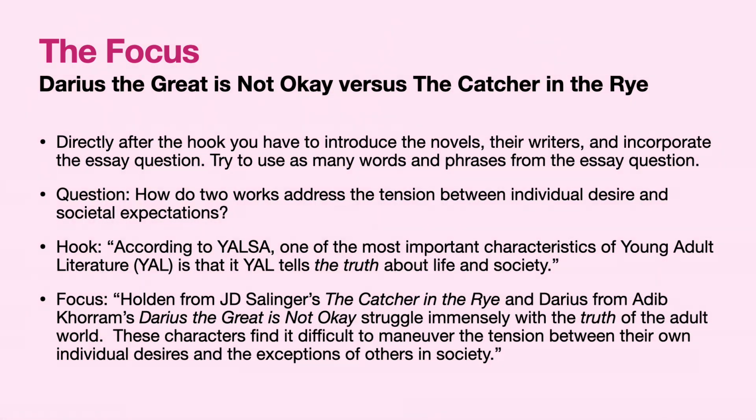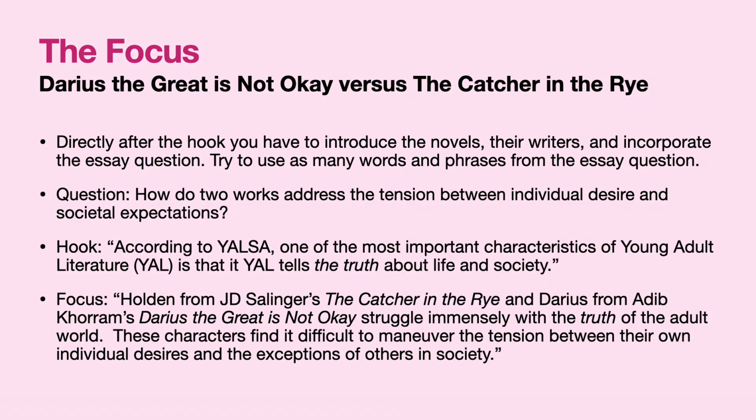So in this essay question, the same one that we use for lesson 2, it is, how do two works address the tension between individual desire and societal expectations? So I'm going to go back and I'm going to immediately incorporate my hooks so that I'm building a paragraph here. Now, the hook is, according to YALSA, one of the most important characteristics of young adult literature is that YAL tells the truth about life and society.